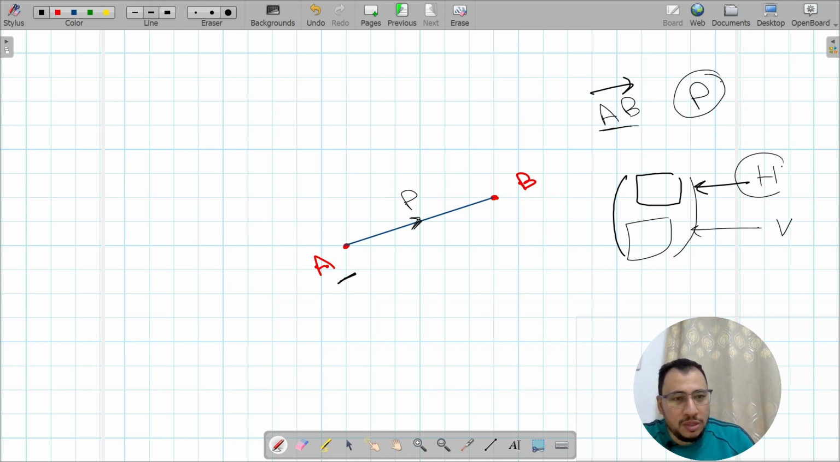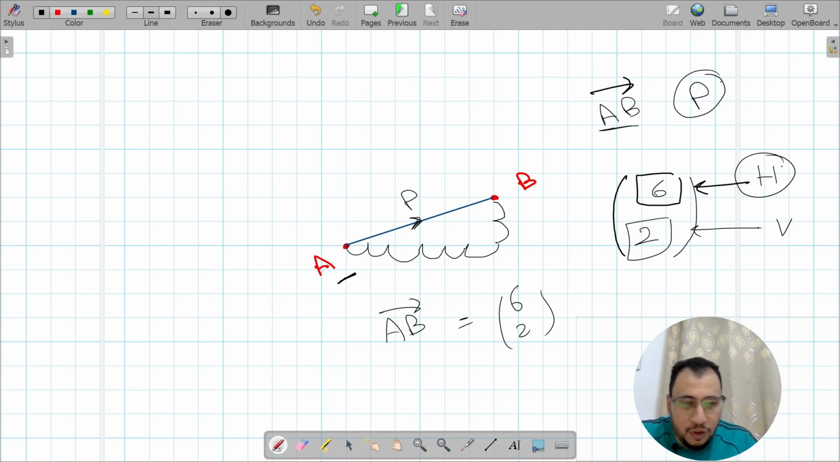So let's start with the horizontal change. To move from A to B here, it's 1, 2, 3, 4, 5, 6. 6 steps to the right, that means you write 6. And you go up 2 steps, so this is 2. So you can simply say that vector AB equals (6, 2). You can write it in that form. Sometimes it can be written as vector P only. So vector P or AB, it's the exact same thing.